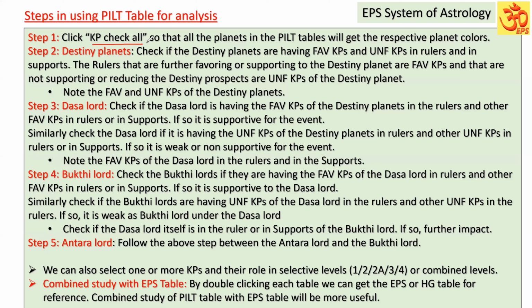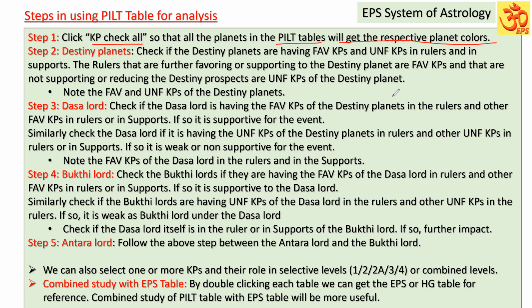Click KP check all so that all the planets in the PILT tables will get their respective planet colors. It means, as we were discussing in the key planets, all the 9 planets will get some respective background shade according to their favorable and unfavorable grouping. Software will give that, right? So based on that background shade, we can say this is favorable or unfavorable. It will give us a broader idea.